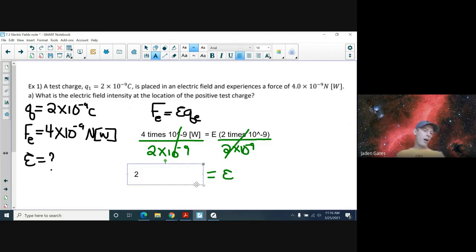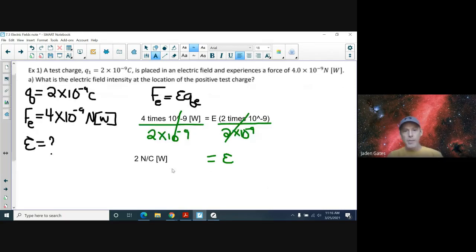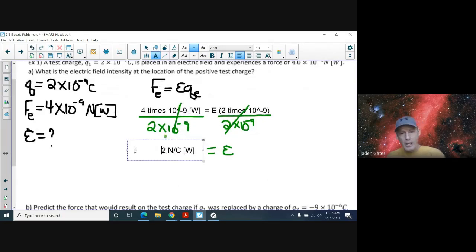Now, what are the units for epsilon? That's something I didn't go through earlier. It is field intensity, newtons per coulomb, because it's the amount of force per charge. And in this case, the direction is west. Okay, so that is my answer. What the heck does that mean? Kind of important, right?